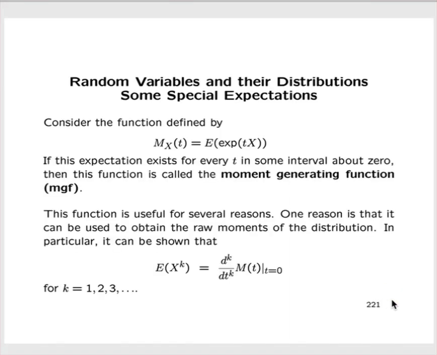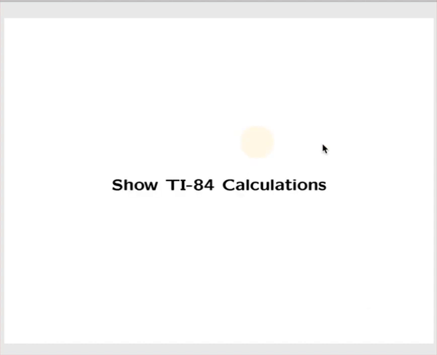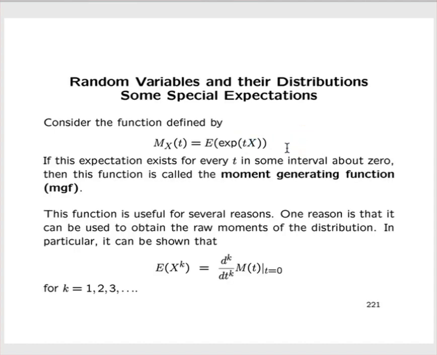Okay, so I want to continue talking about some special expectations. Consider the function defined by this expectation: the expected value of e raised to the tx power, or equivalently, the expected value of the exponential function evaluated at t times x. Now, if this expectation exists for every t in some interval about 0, then we call this function the moment generating function, and we'll denote it this way.